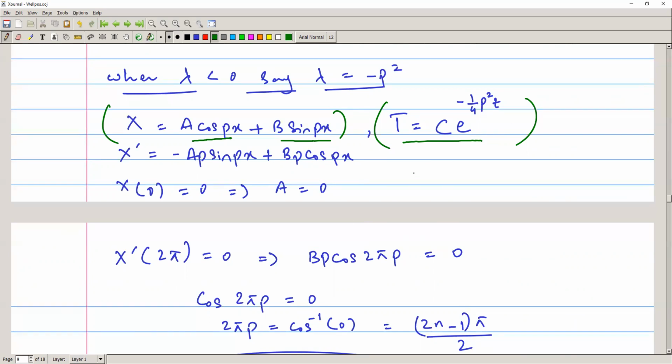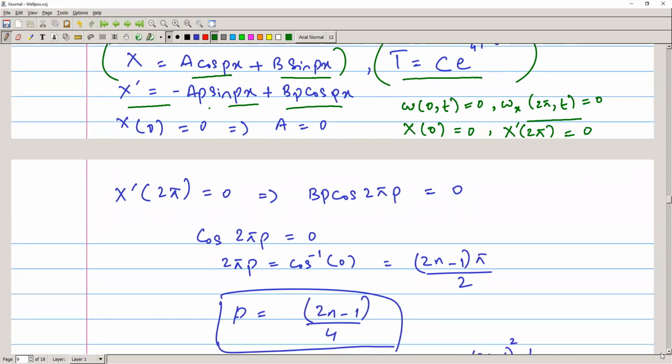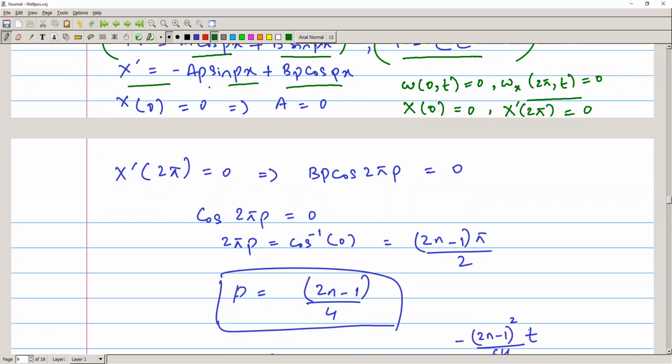So again, we are given boundary conditions. One boundary condition is w(0, t) equals 0, and the other is the derivative boundary condition, w_x(2 pi, t) equals 0. So for this, we need to find the derivative of the function X = a cos px + b sin px. Therefore, we find the derivative and then we will apply the conditions. This condition tells us that X(0) is 0. Then this condition tells us that X'(2 pi) is equal to 0, right? So we will apply the conditions respectively. So a will be equal to 0.